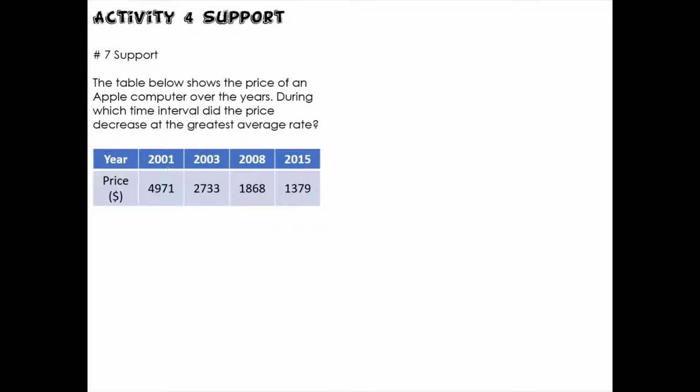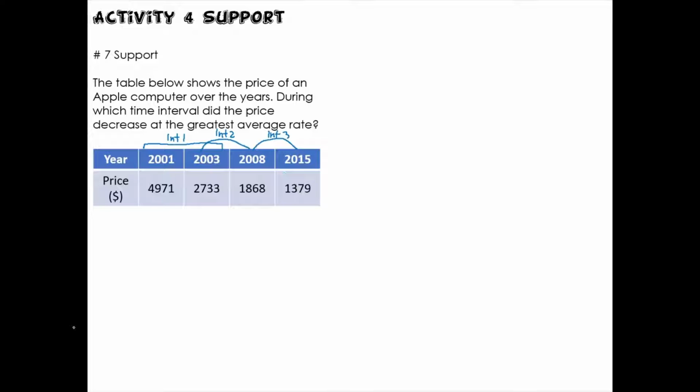So this is going to be our first interval right here. So from here to here, this is interval 1. And then from here to here, this is interval 2. And then from here to here, this is interval 3. So there are 3 intervals, okay? And we're going to compare from 2001 to 2003, 2003 to 2008, and 2008 to 2015, okay?